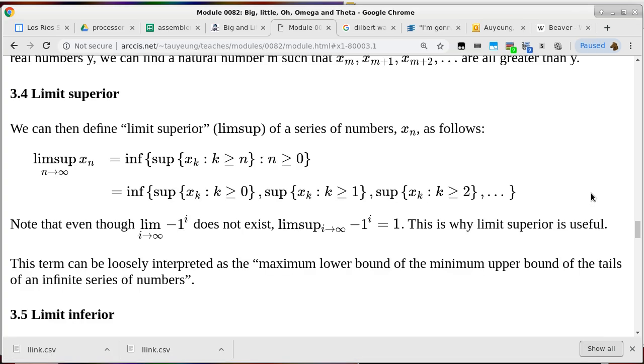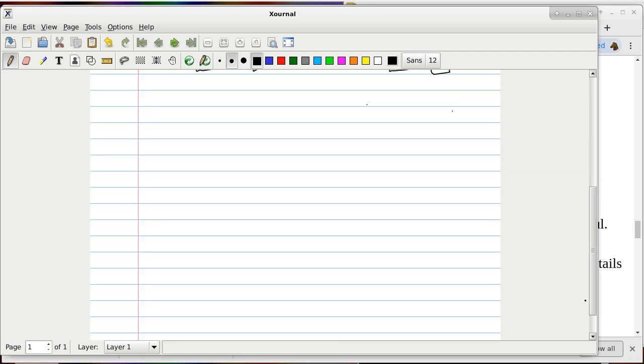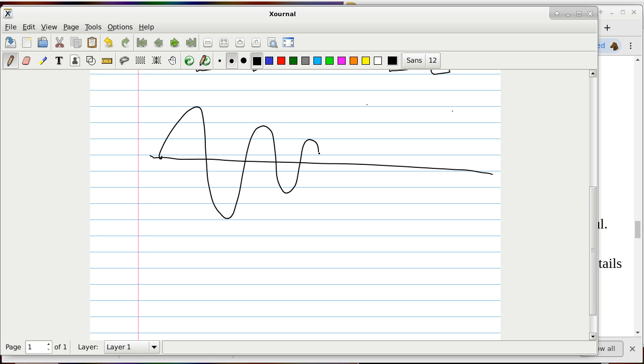And let's see. My palm touched the screen before my pen did. Okay, there we go. So this time we'll take a look at something that looks like this. And then the oscillation does not stop anymore, okay? It just kind of keeps going. So when you look at this point here, when n is here, what is the minimum upper bound? The minimum upper bound is right here.